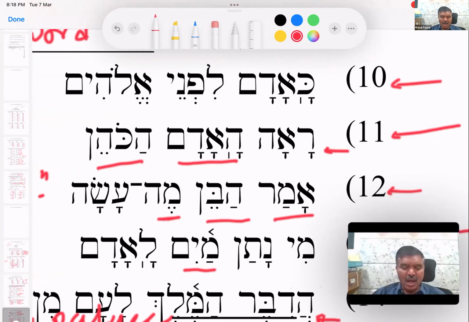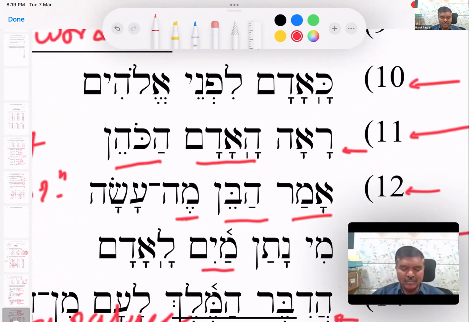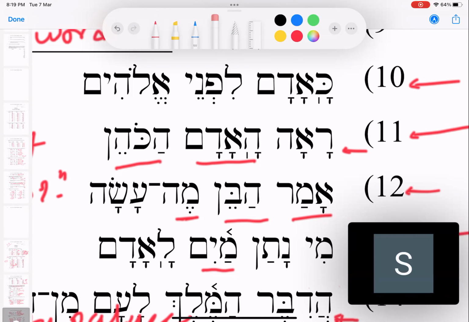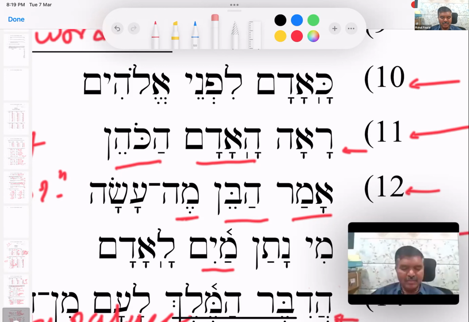Then Ra'a Ha Adam Ha Kohen. What is the meaning of Ra'a? Look here. Ra'a means to see. Ha Adam is the man. And Hakohen, Kohen means what? Priest. The priest.